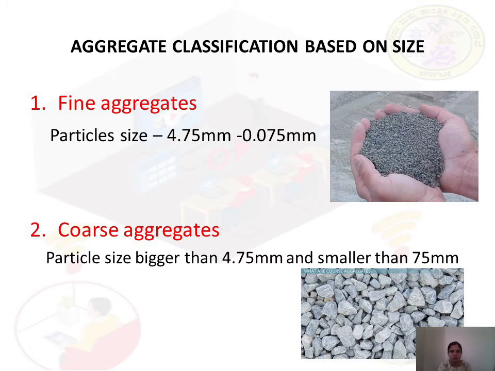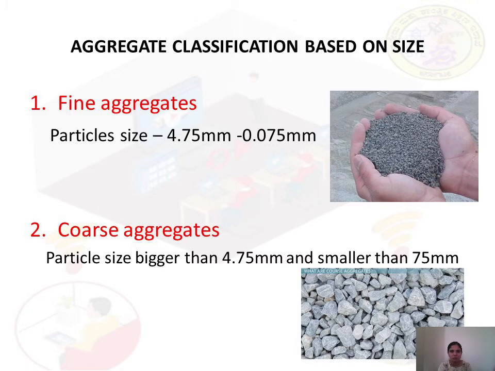The fine aggregate and coarse aggregate, the only difference is the size of the aggregates. If the size of the aggregates is less than 4.75 mm, it is said to be fine aggregate. If the size of aggregate is greater than 4.75 mm, it is said to be coarse aggregate. You can see here in the sketches the fine aggregate and coarse aggregate.